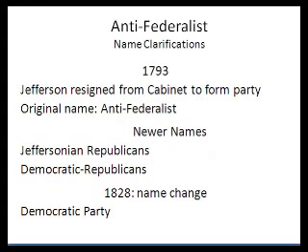Jefferson resigned from Washington's cabinet in 1793 to concentrate on organizing his party. Originally, the new party took the name Anti-Federalist. Later it became known as the Jeffersonian Republicans or the Democratic Republicans. Finally, by 1828, it became the Democratic Party.